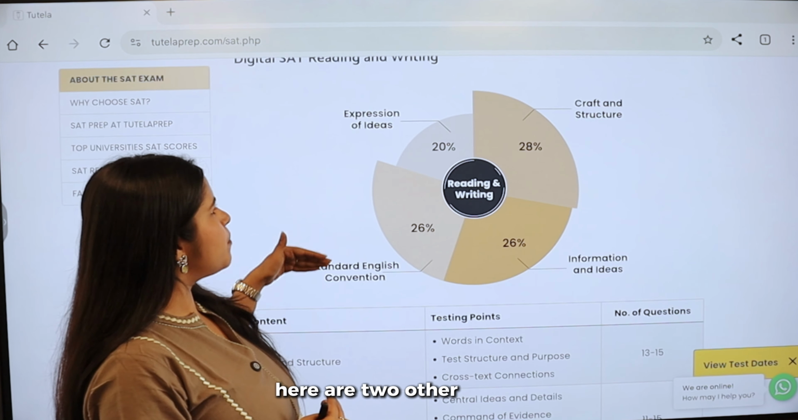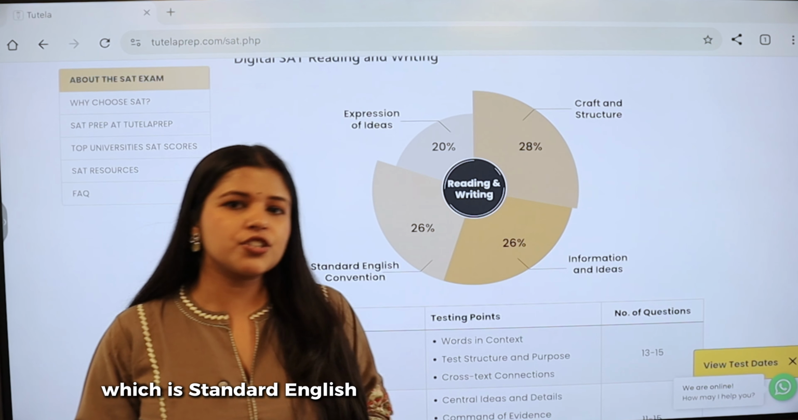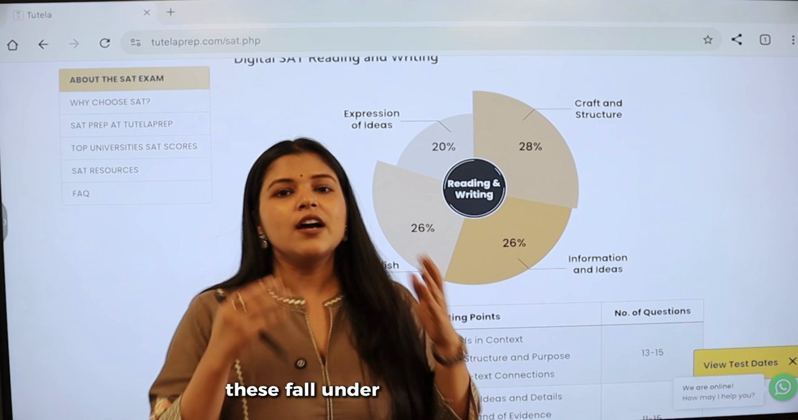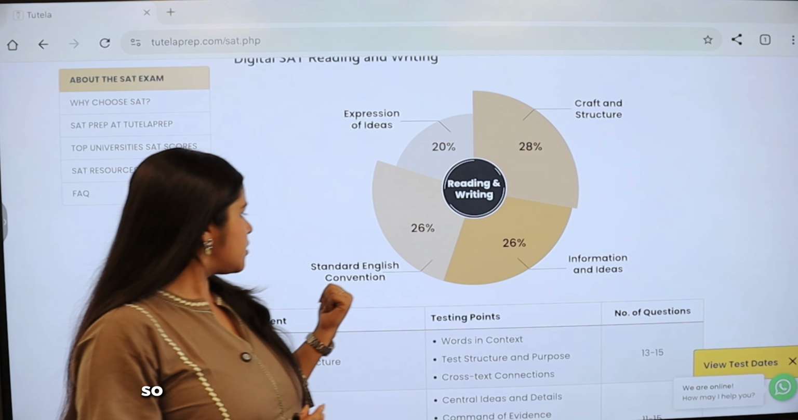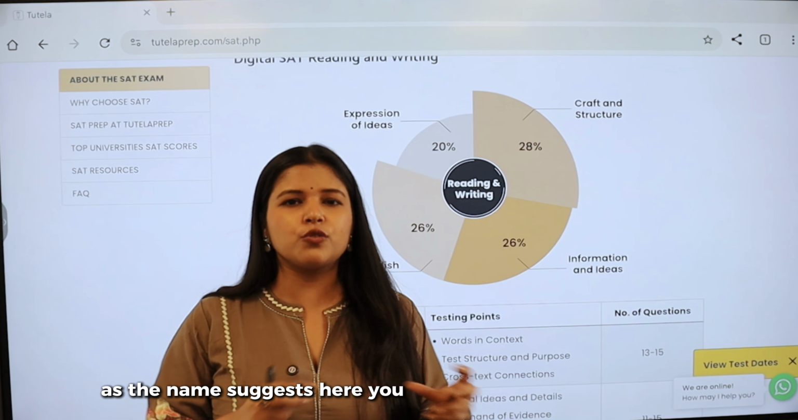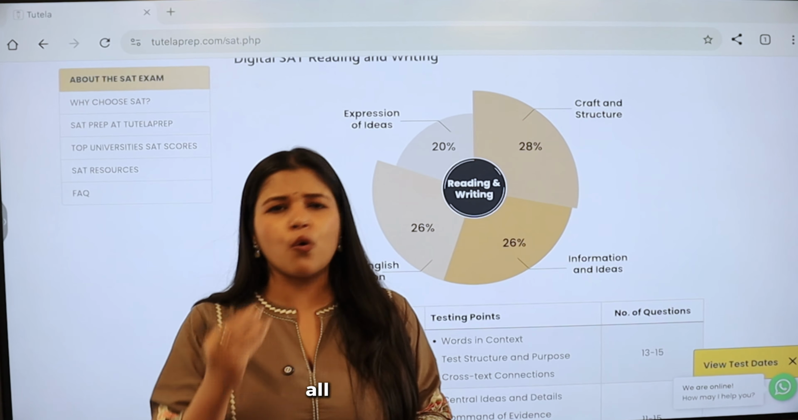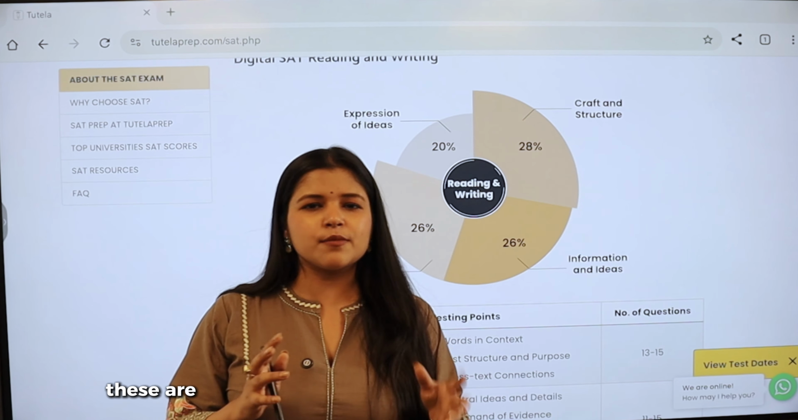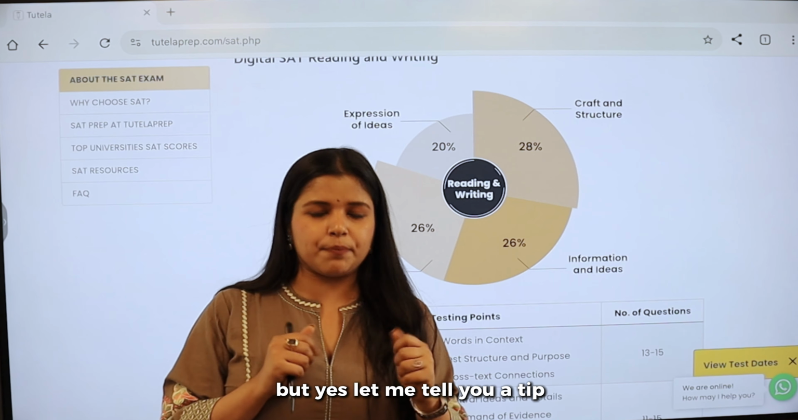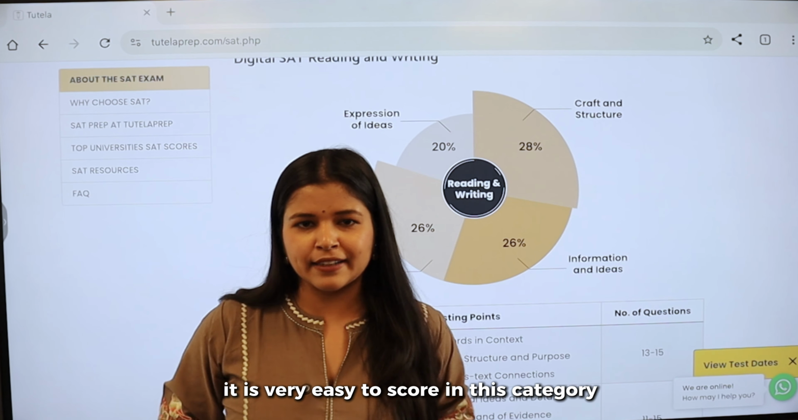Here are 2 other portions, which are standard English conventions and expression of ideas. These fall under writing and language. Talking about standard English conventions, as the name suggests, here you have all your grammar portions, all your punctuations. These are some of the pain points also, I know, for the students. But let me tell you a tip: it is very easy to score in this category.